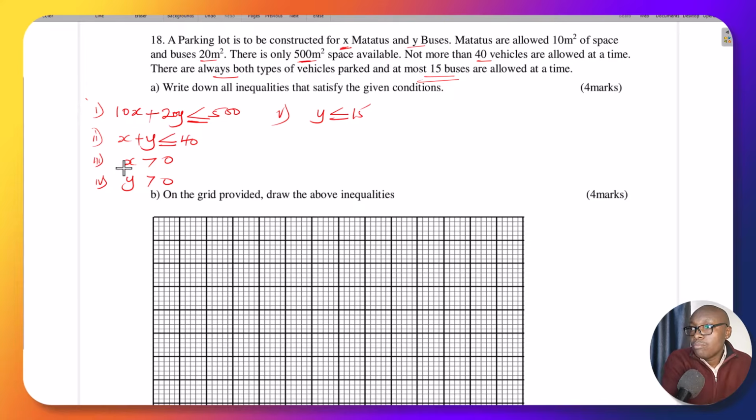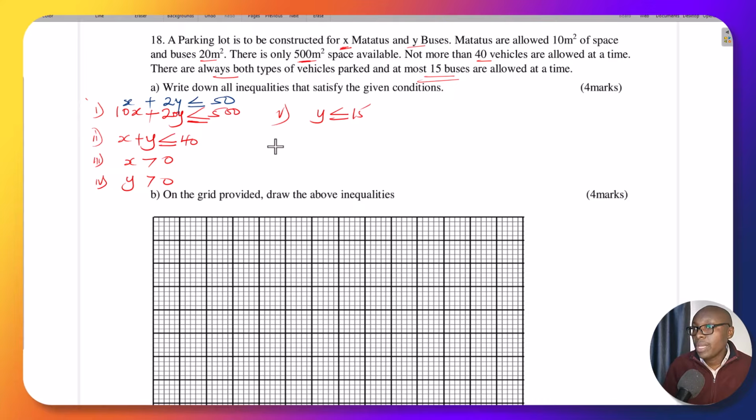Ensure that you make them very well, and you can simplify the ones that you are able to simplify, like this one, 10x plus 20y is less than or equal to 500. I can simplify that by dividing all through by 10, and I'll get x plus 2y is less than or equal to 50. After doing that, we go to the next question, which is: on the grid provided, draw the above inequalities.